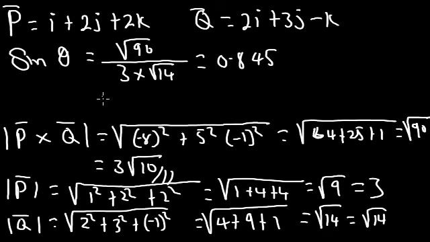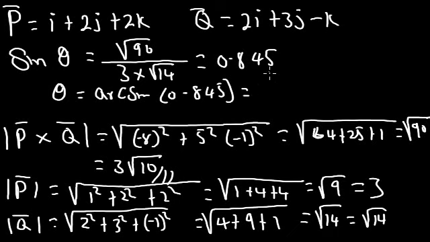0.845. So the next thing in order to determine the final answer for the value of theta is to take the arc sine of both sides. So what will be the arc sine of 0.845? Okay, that's nothing but 57.69 degrees. And that is our final answer to this problem.